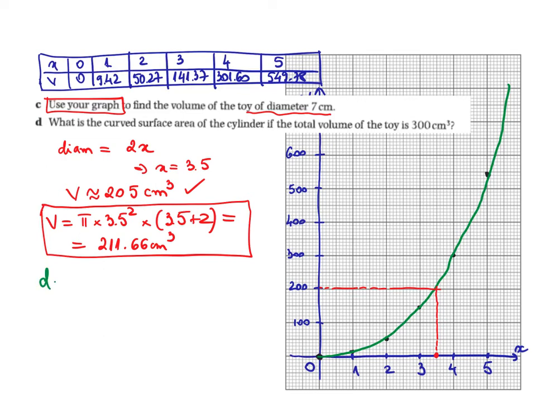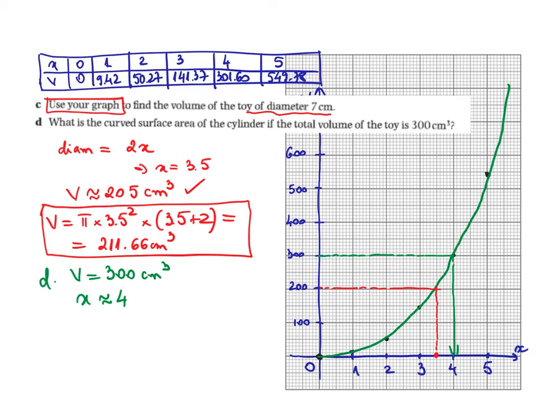What is the curved surface area of the cylinder if the volume of the toy is 300 centimeters cubed? So now I know that the volume is 300 centimeters cubed. Therefore, I'm looking at the volume axis. So 300 centimeters cubed is here. Therefore, my x seems to be around 4. So I'll take x as being 4. I can see that's accurate from that graph. It's very slightly less than 4, but with this big scale I can choose 4.